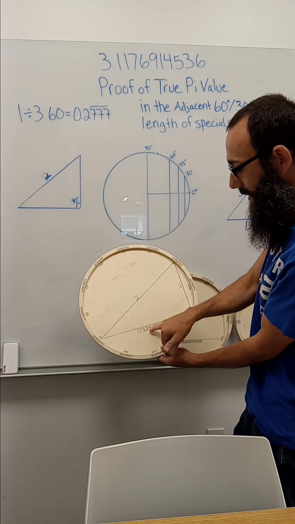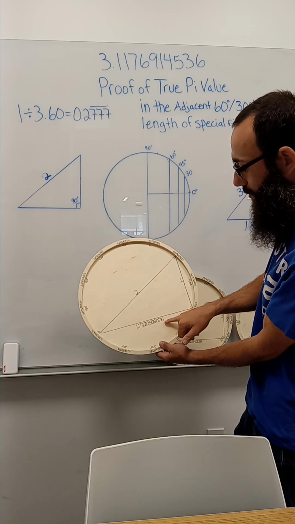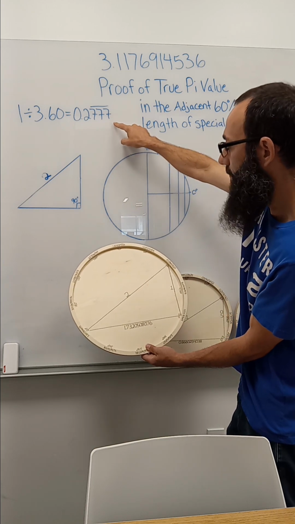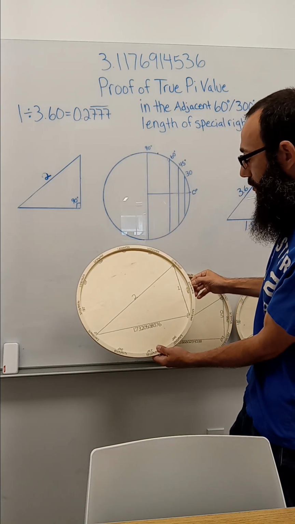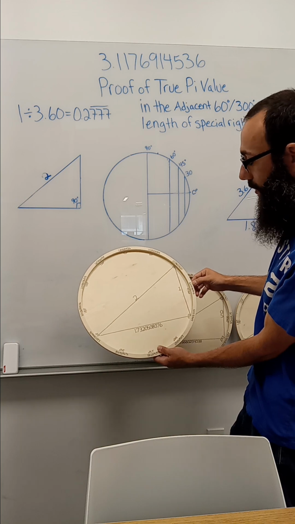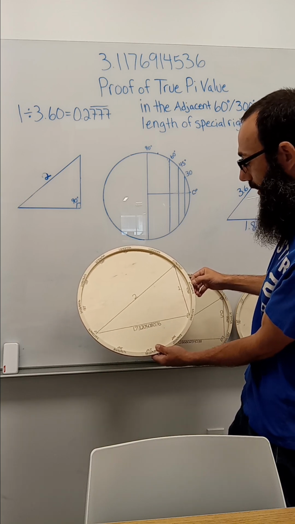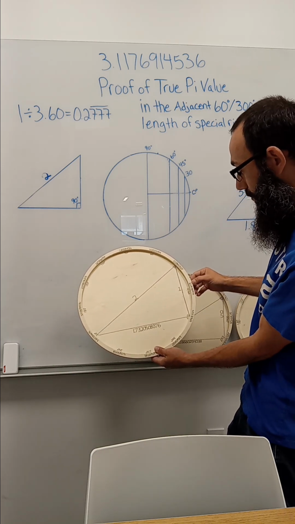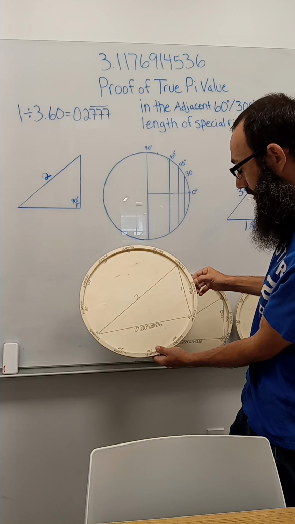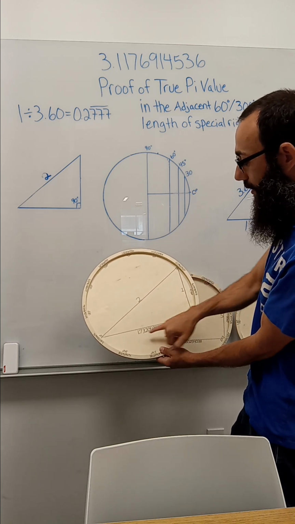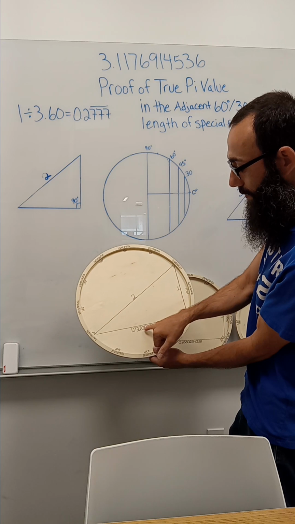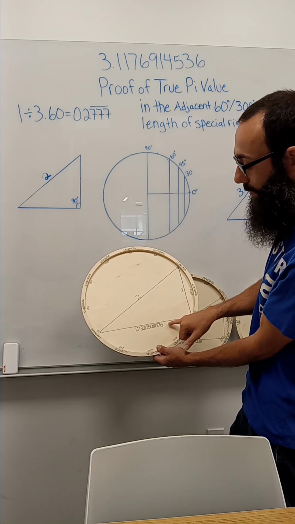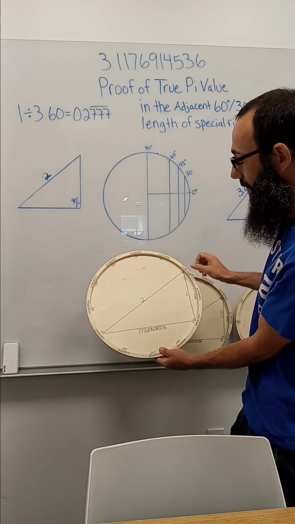If you take 1.7320508076 and divide it by 0.27 repeating, the answer you get will be 2 pi, which is 3.1176914536 times 2, which equals 6.2353829072. And you could also take 1.7320508076 and multiply it by 3.6 and get your circumference as well.